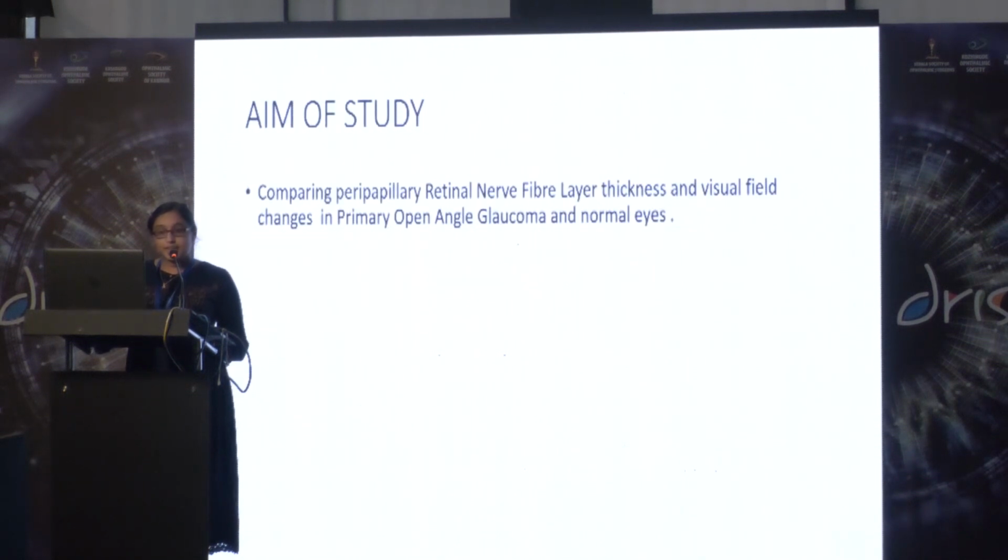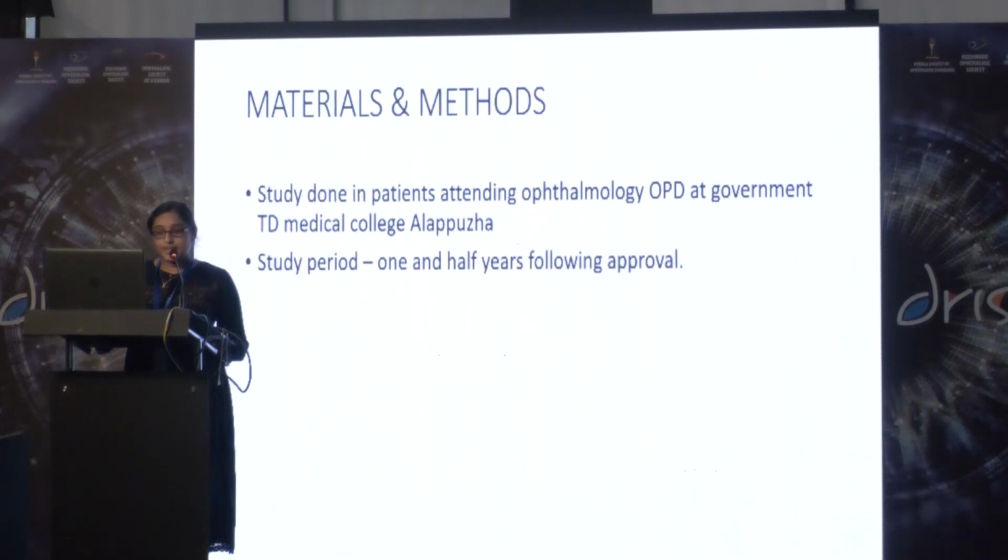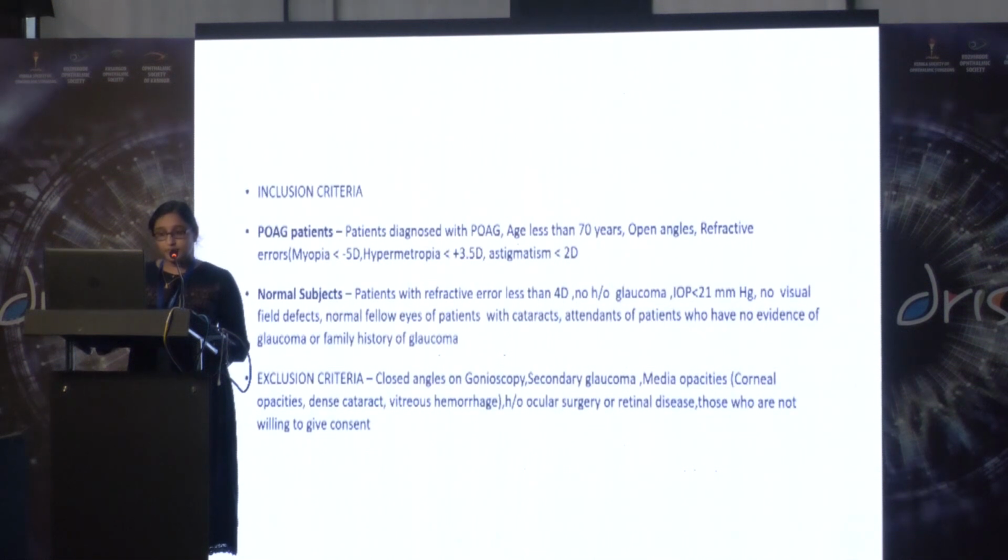Aim of my study: comparing peripapillary retinal nerve fiber layer thickness and visual field changes in primary open-angle glaucoma and normal eyes. This was a study done in patients attending the ophthalmology OPD at Government TD Medical College, Alappuzha. Study period is 1.5 years following approval. In POAG patients, I included patients diagnosed with POAG with age less than 70 years, open angles, refractive errors with myopia less than -5 diopter, hypermetropia less than +3.5 diopter, and astigmatism less than 2 diopter.